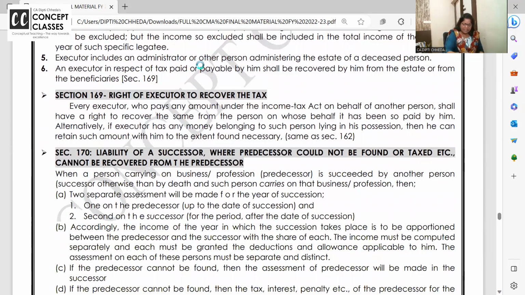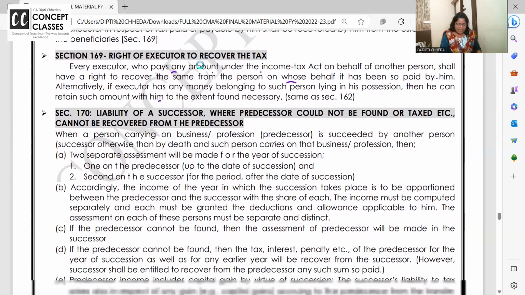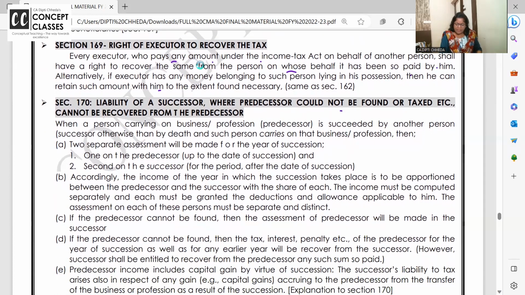Rights of the executor who pays an amount of income tax: he shall have the right to recover the same. An executor who is spending expenditure also has a right to recover that money. Liability of successor where predecessor could not be located. Mark this as important, everything else in between you can leave, but this is important.